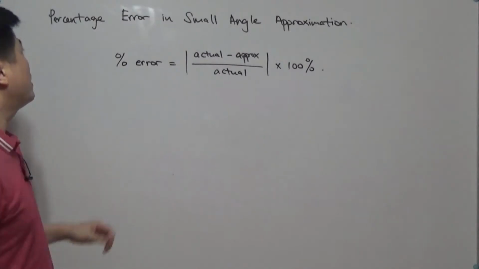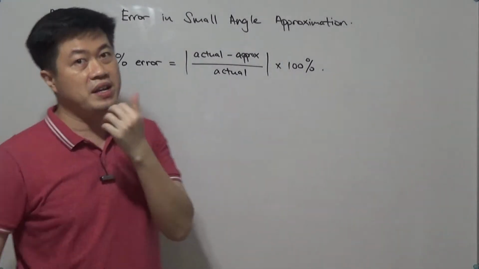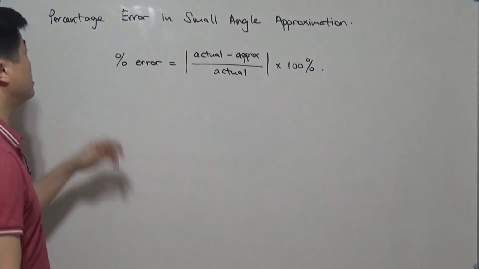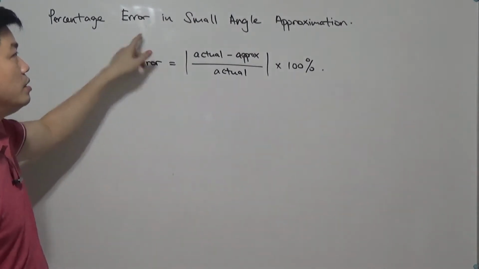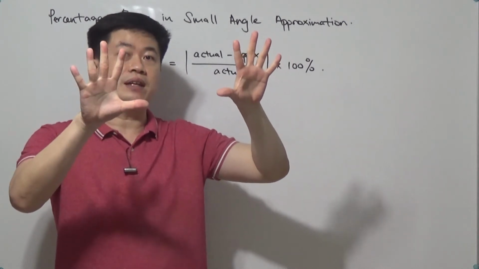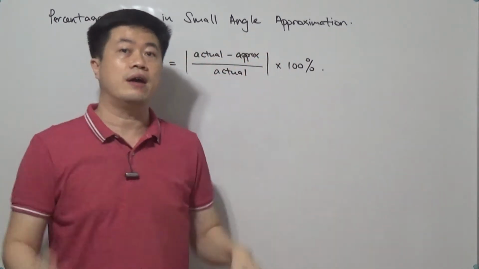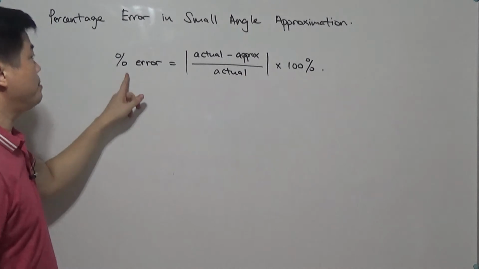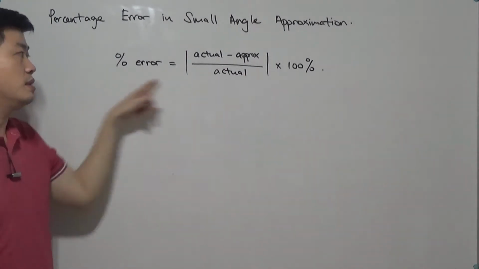Okay, so when dealing with small angle approximation, sometimes we are interested in knowing what's the percentage error. So we have the actual value and then the approximated value, right? So what is the percentage error? And this could easily be found by using this formula.